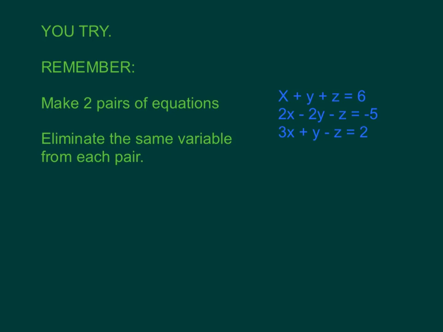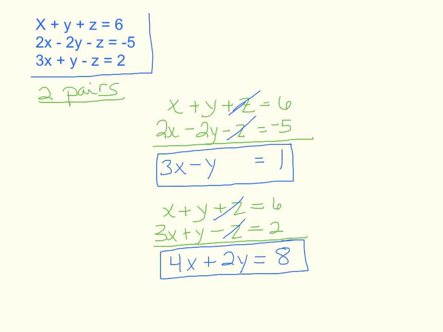Well, let's see how you did. Did you make your two pairs? I used the first equation and the second equation to make my first pair. When I did that, I eliminated the z, and I came up with 3x minus y equals 1. And then I used the first equation again and the third equation to eliminate the z. In both cases, I was able to eliminate without any multiplication, and I came up with 4x plus 2y equals 8. Notice I have two equations that only have an x and a y.